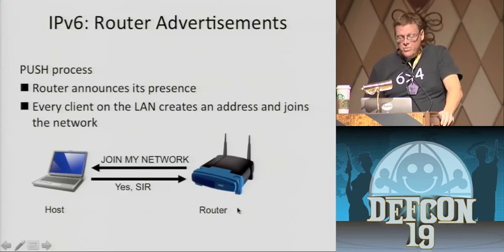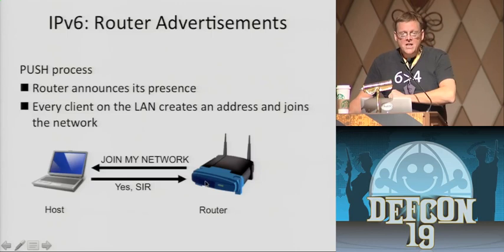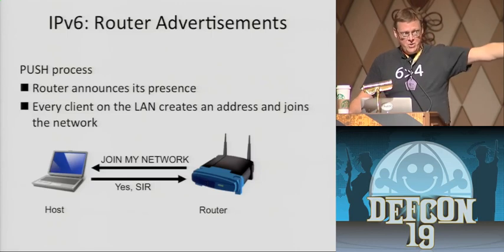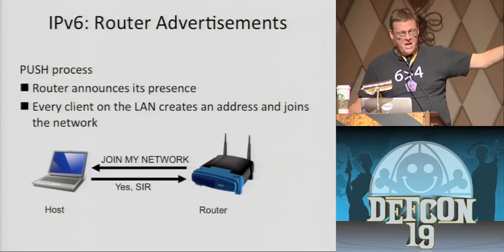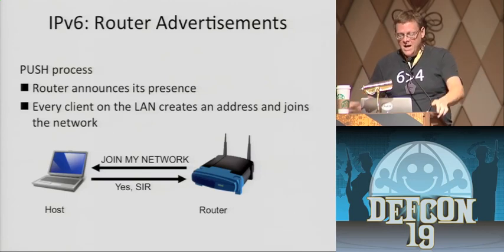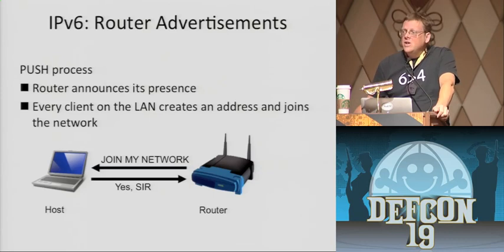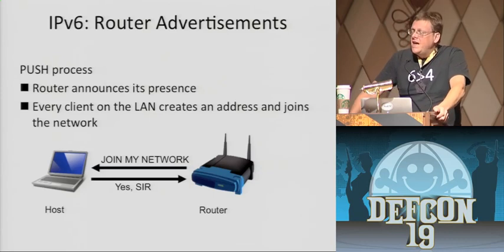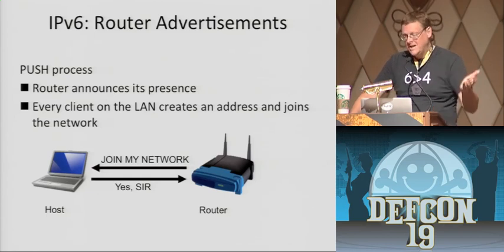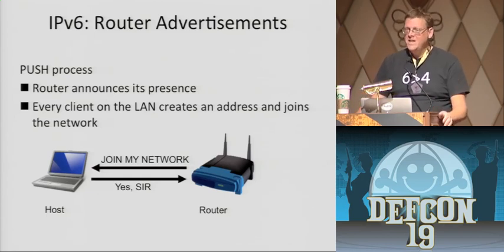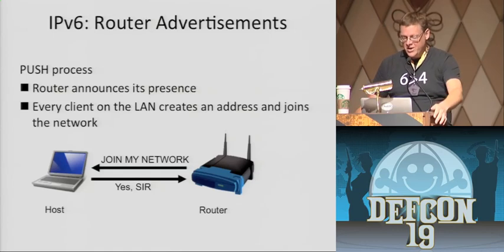So the router pushes out a router advertisement and says, I am the router, everybody stop what you're doing and join my network now. Everybody has to stop, make up an address, and join the network. It's a broadcast packet, although the purists will tell me there is no broadcast in IP version 6, but there is something called multicast to all nodes. So the difference between these things is theological in nature, and I don't intend to go into it.